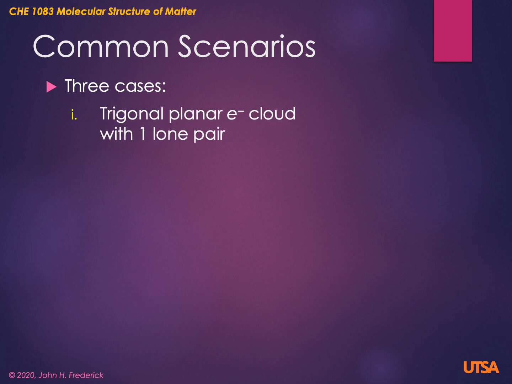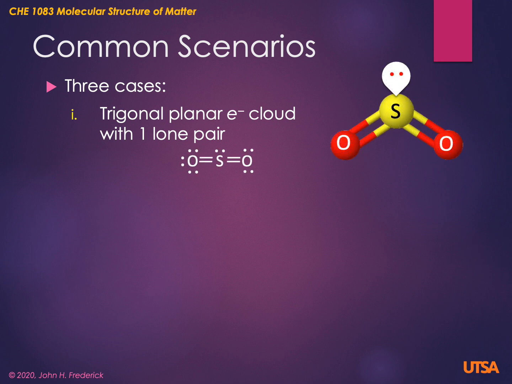Okay, the one we've just looked at is trigonal planar with one lone pair. Another example besides ozone is sulfur dioxide, and it looks something like this. So you can see that the molecule is bent with a three-atom shape, but it has an extra lone pair on the sulfur, and that's what causes this to be bent instead of linear.